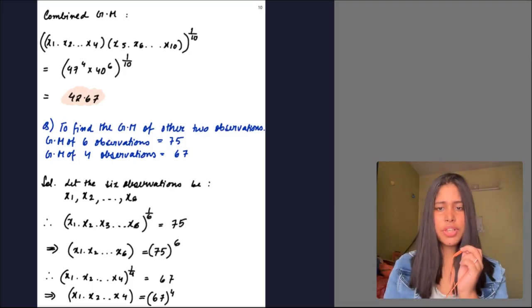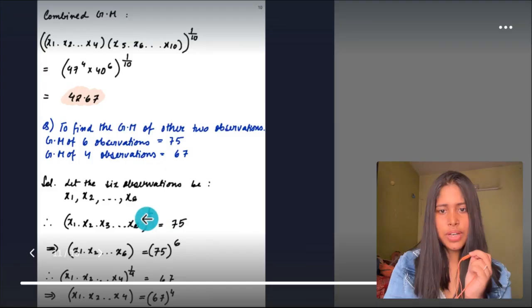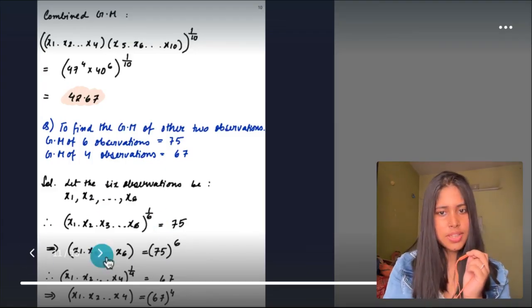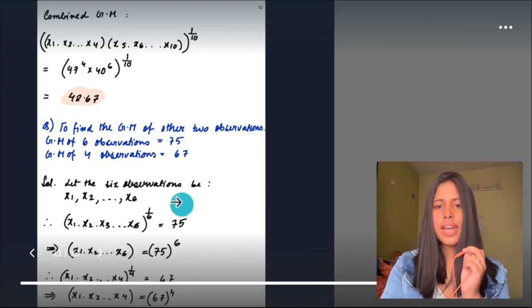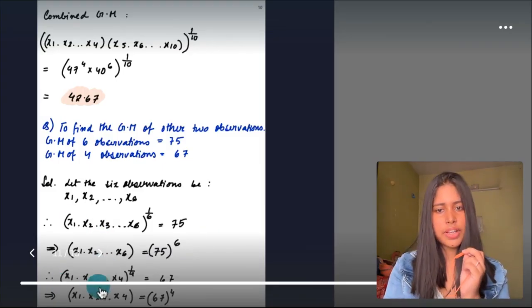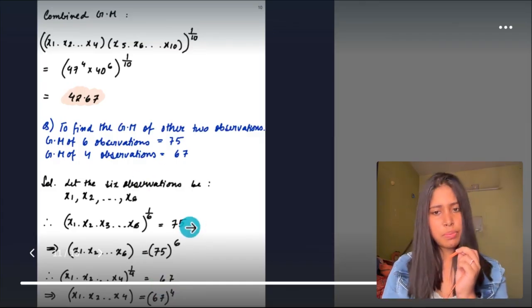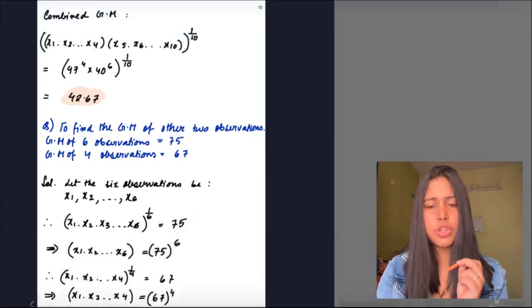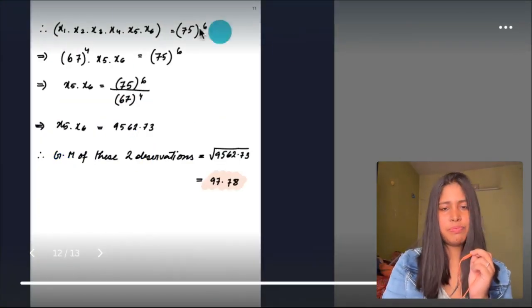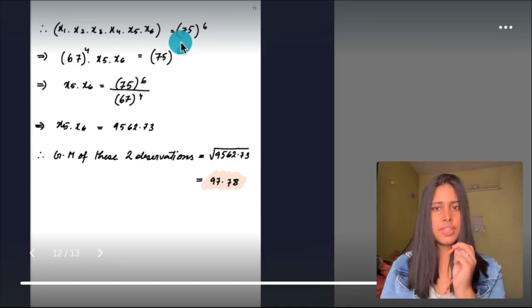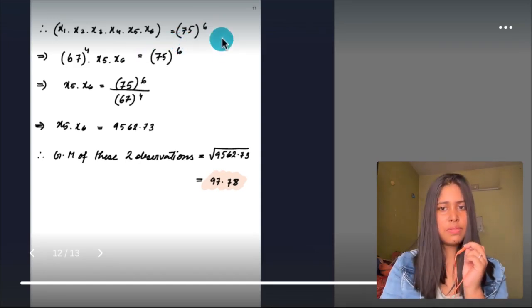Then what is the number given for the GM of the six observations? It is 75, so we write it down like this. Then we get the product of the six numbers, which is 75 to the power 6. And same for x1, x2, x3, x4 whole to the power 1 by 4, which is given as 67. Then we get the product x1, x2, x3, x4 equal to 67 to the power 4. Then we see here x1, x2, x3, x4, x5, x6 is equal to 75 to the power 6.